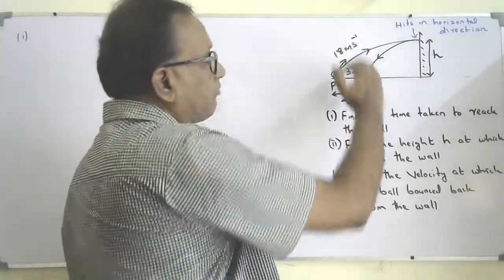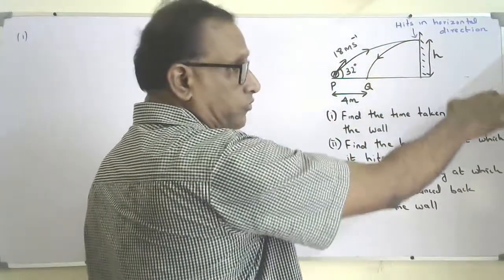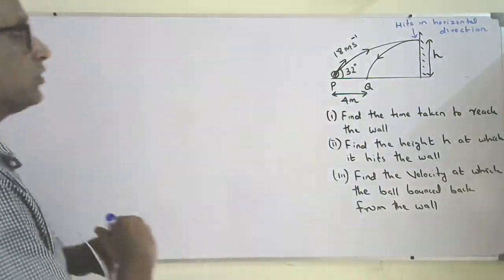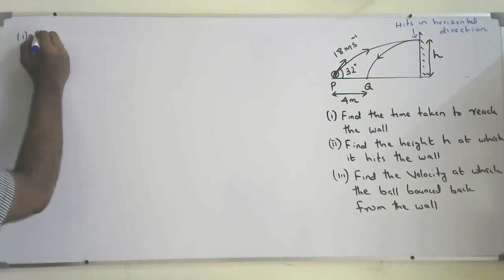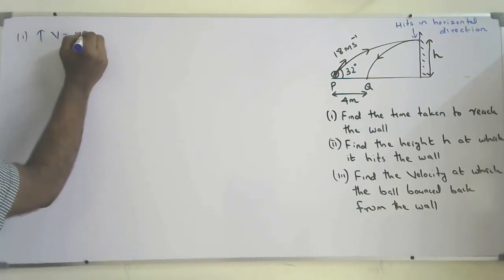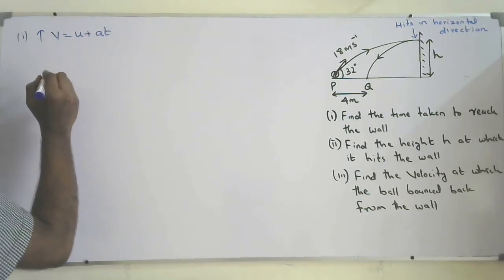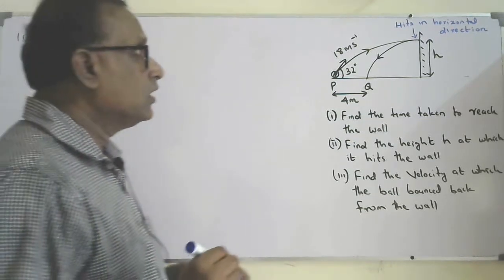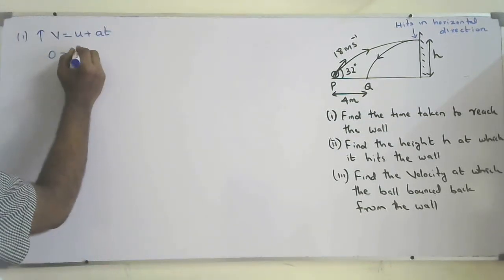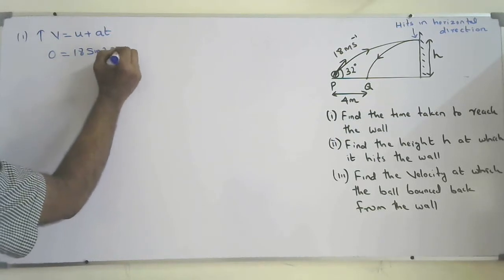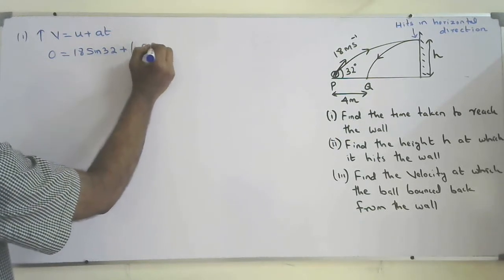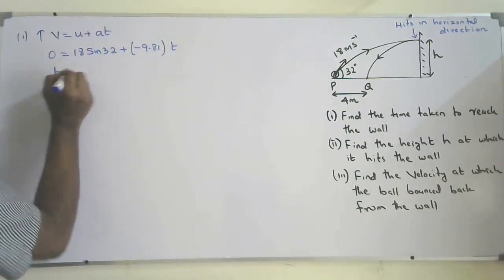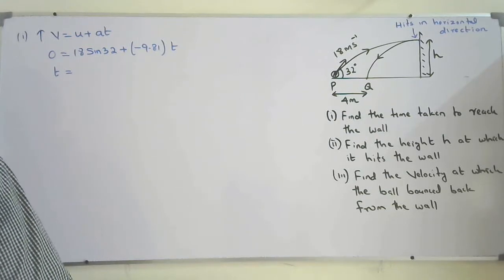The ball is moving away from the ground and then it will start to move down. So at the highest point, the vertical component of the velocity will be equal to 0. So I'm going to use that one. So I can use vertically v equal u plus at. So at the highest point, when it is hitting the wall, the vertical component is 0. Initial velocity is 18 sine 32 plus minus 9.81 because gravitational acceleration is downwards into t. Find the time. 18 sine 32 divided by 9.81.